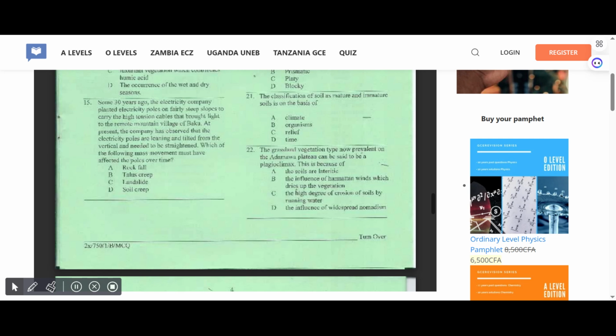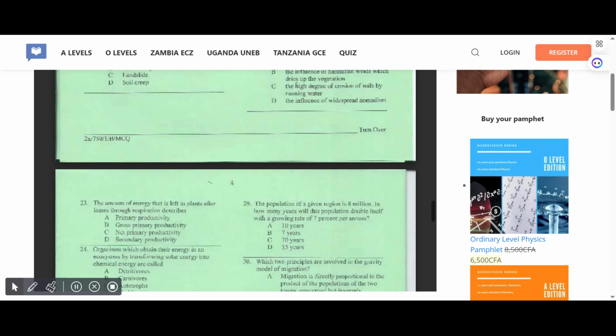The grassland vegetation type now prevalent on the Adamawa Plateau can be said to be a plateau climax. This is because of. Correct answer is B, which is the influence of harmattan winds, which dried up the vegetation.